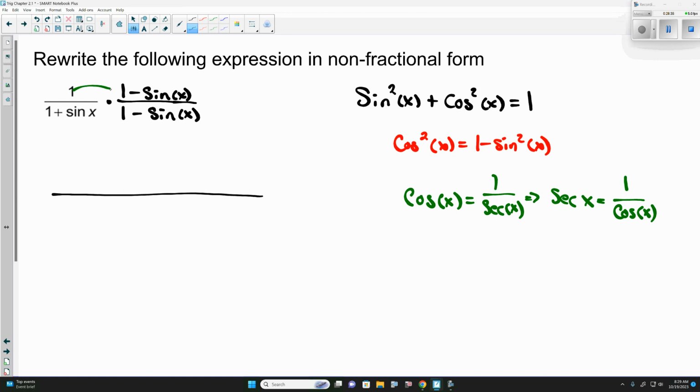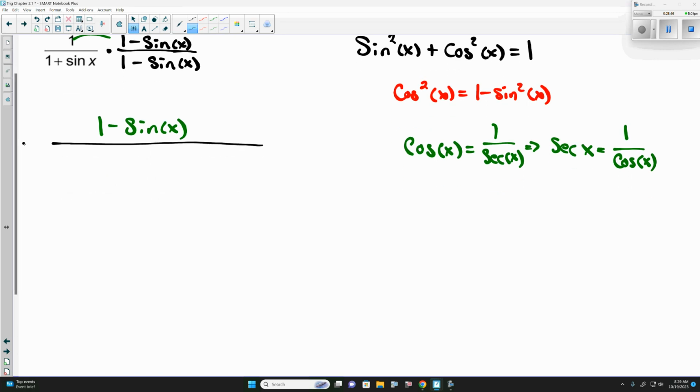Well, the numerator, 1 times 1 minus sine of x, is just 1 minus sine of x. This is multiplication by 1. Now the denominator, we have to actually distribute this out. Well, we're in green, we're going to stick with green. 1 times 1 is 1, times negative sine of x is negative sine of x. Sine of x times 1 is plus sine of x. And lastly, sine of x times negative sine of x is negative sine squared of x.